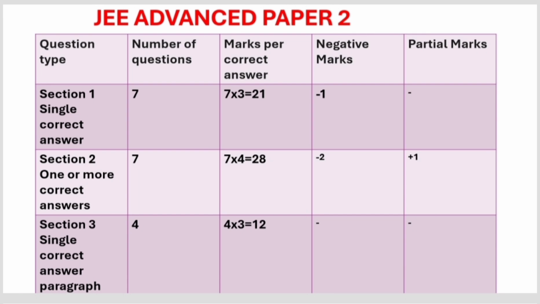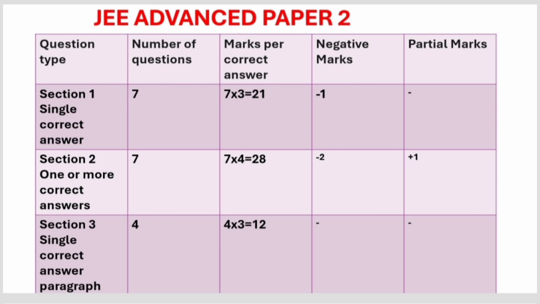So in section 1, 7 questions will be asked. Each carry 3 marks. So 7 into 3, 21 marks. And there will be negative marking, minus 1, no partial marks. And section 2, 7 questions will be asked. And each question carry 4 marks. 7 into 4, 28 marks. So negative markings minus 2 and partial marks will be given, plus 1.